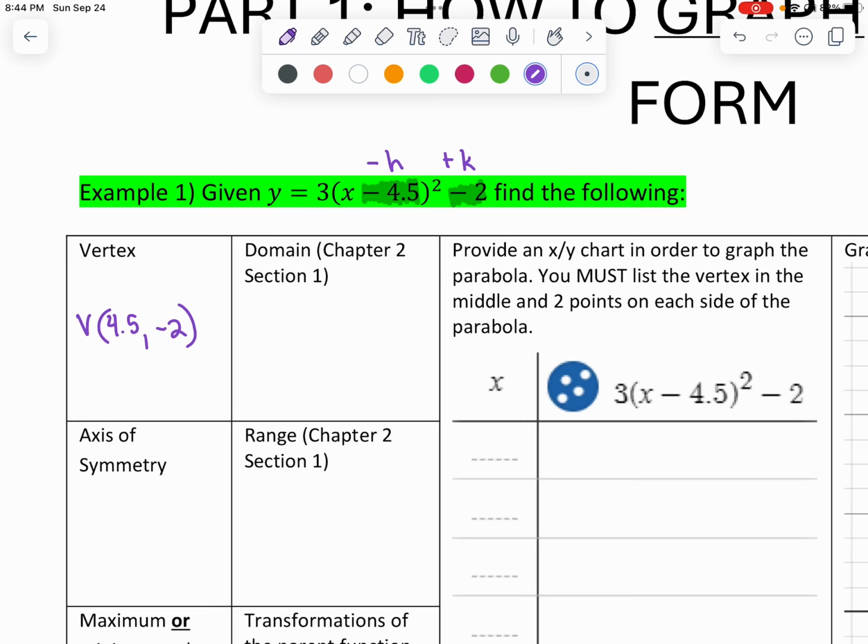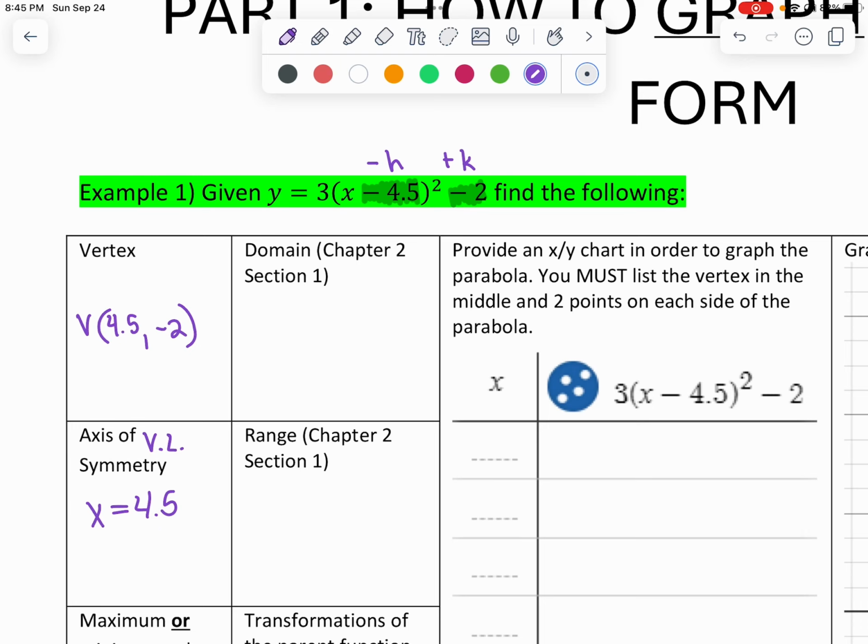The axis of symmetry is going to be x equals, so it's a vertical line. I'll write VL for vertical line. X equals, and it comes from up there at your vertex. So please notice that it always matches, and it has to be x equals.